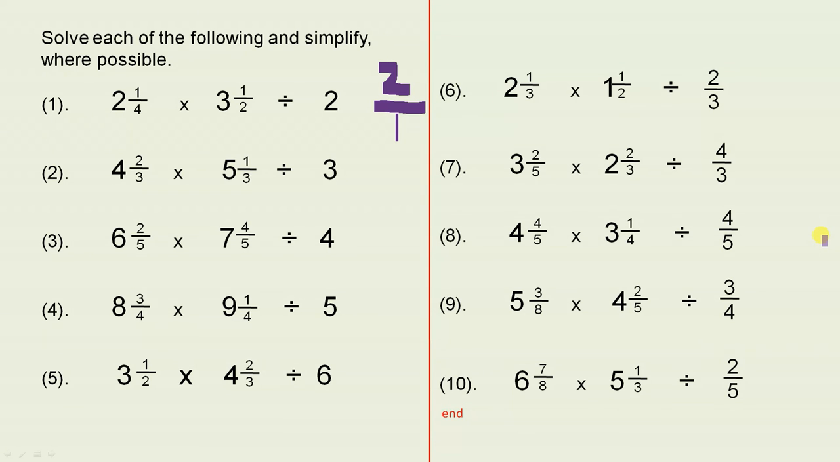So this video has given us a few worksheets just to give us some practice in dividing mixed fractions.